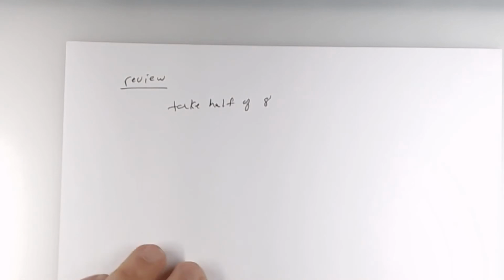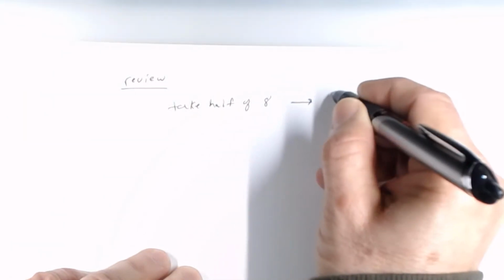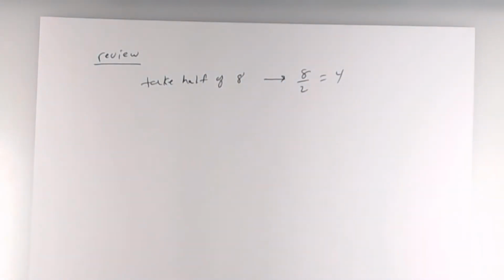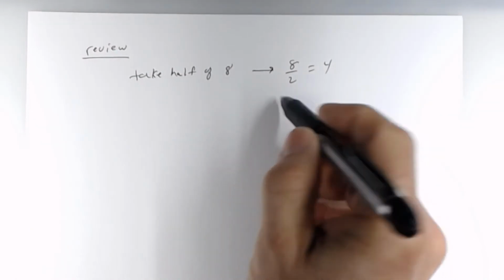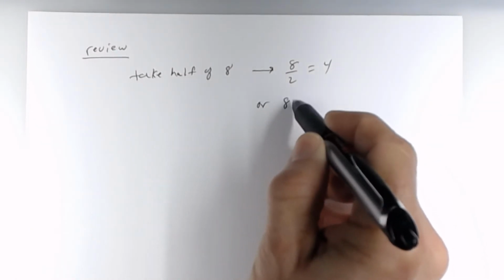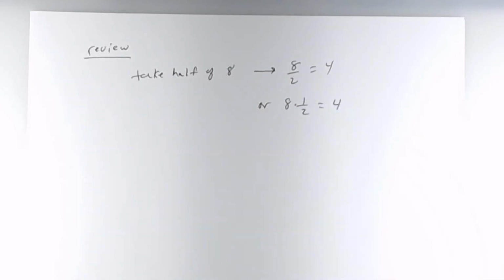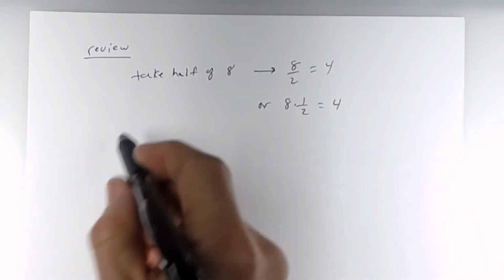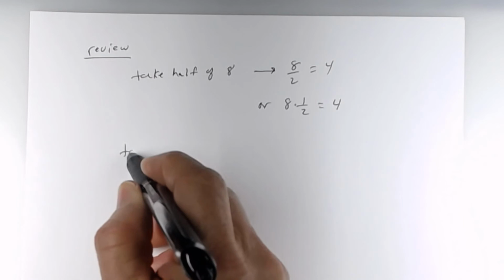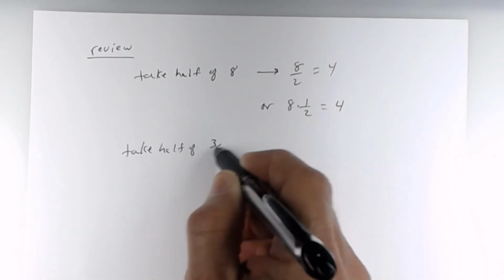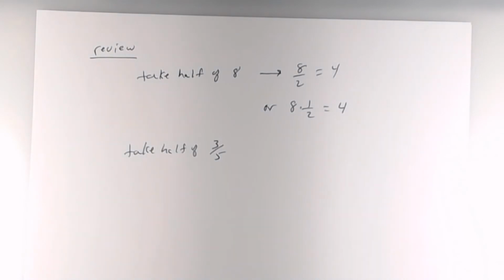So take half of 8. I can say 8 divided by 2, which is 4. Or I can say 8 times a half, which is also what? 4. Okay? Now, what if I had this? Take half of 3/5.